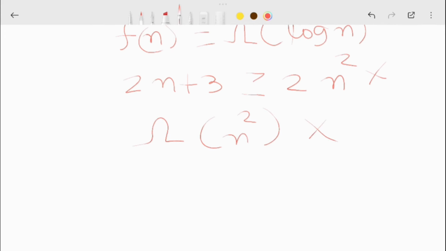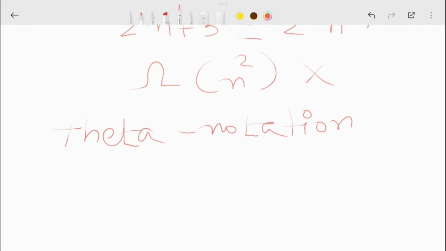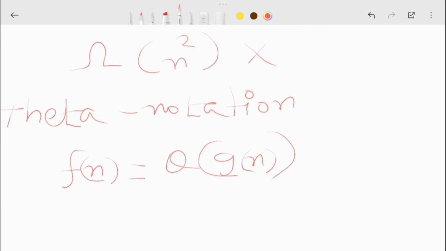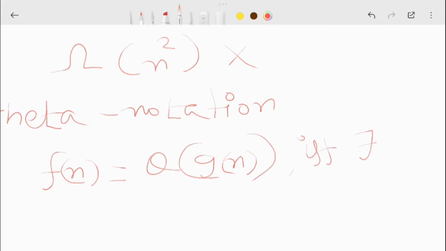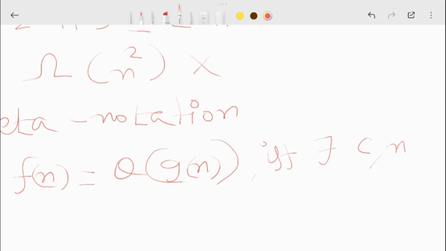So next there is theta notation. So theta notation actually gives the exact bound or the tight bound of the function f of n. So a function f of n can be represented as theta of g of n if and only if there exist positive constants.